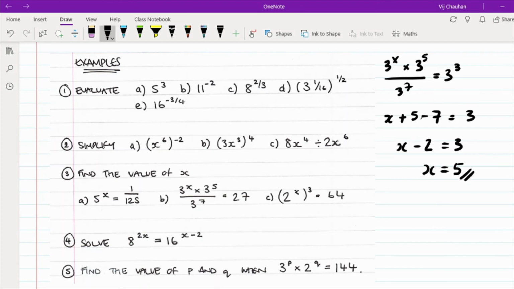Then following on from here, we've got with C, now again multiplying out the powers, we've got 2 to the 3x because we times that out.